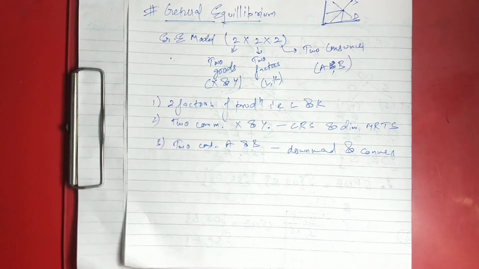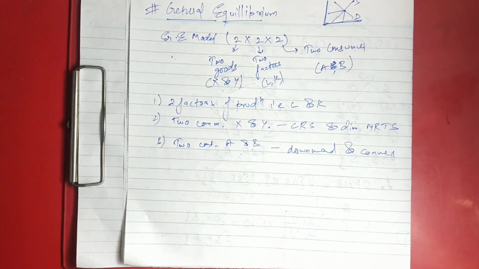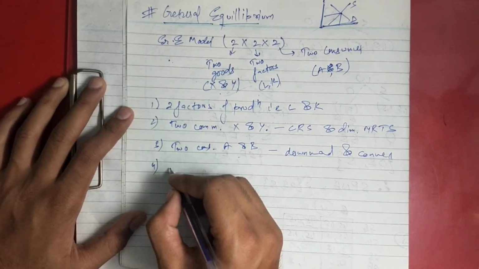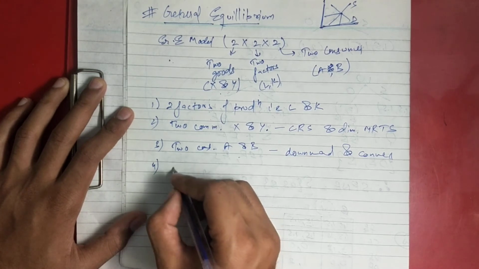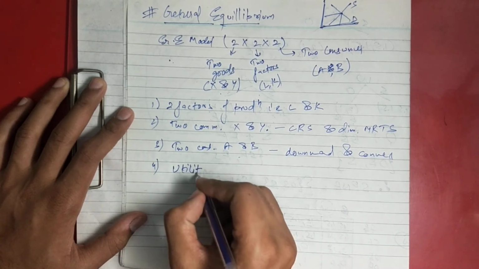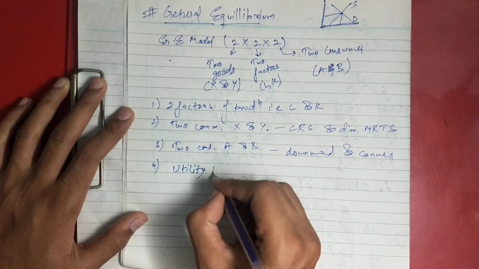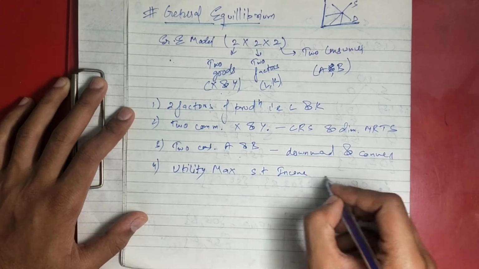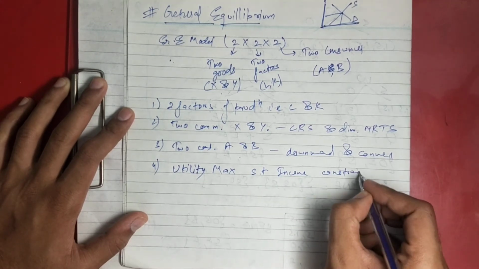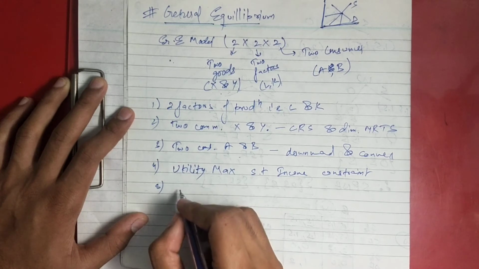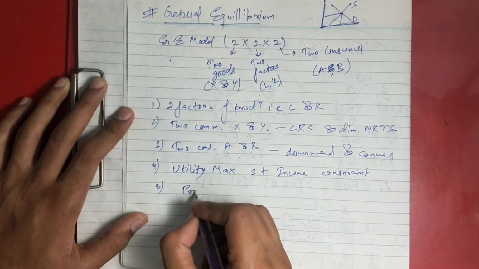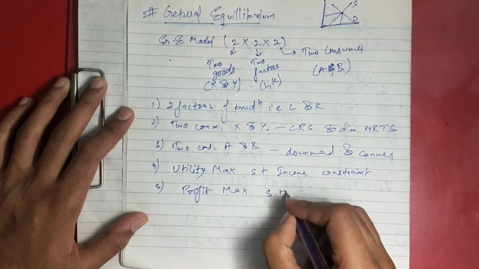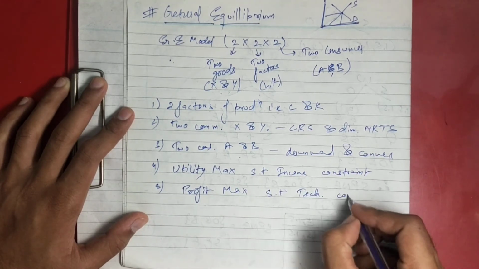Okay, so let's move on to the next assumption now. The fourth assumption is that the goal of each consumer is utility maximization, subject to income constraint. Okay, so this is also easy. And similarly, the goal of each firm is profit maximization subject to technological constraint.